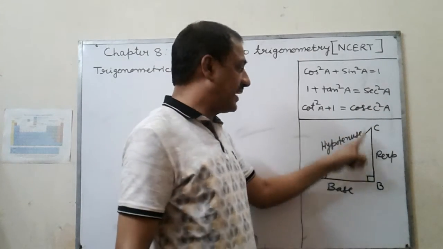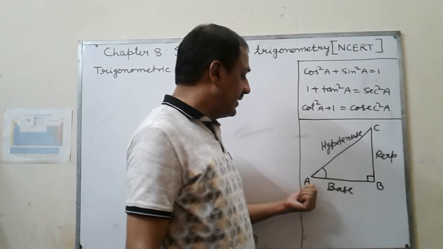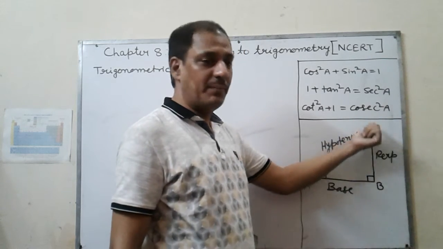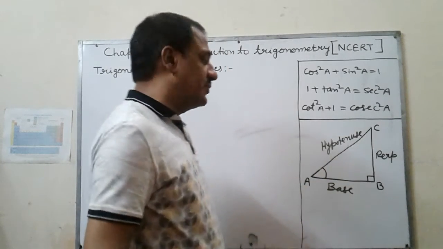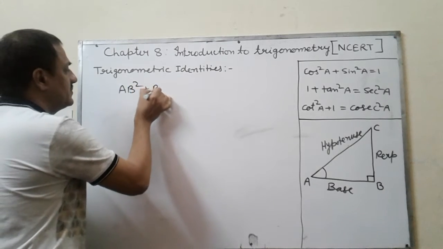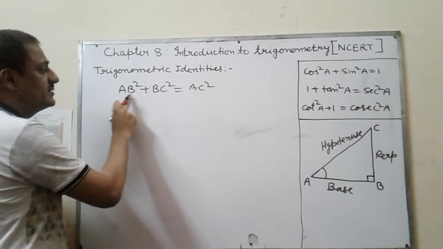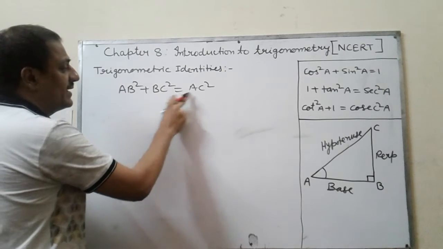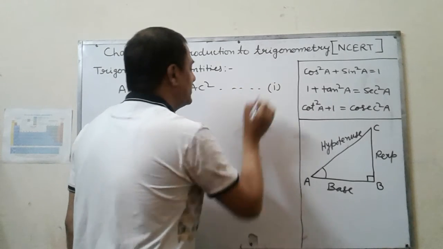Here ABC is a right angle triangle at point B. With respect to angle A, AB will be the base, BC will be the perpendicular, and AC is the hypotenuse. By using the Pythagoras theorem, we can write AB square plus BC square is equal to AC square. Here AB is the base, BC is the perpendicular and AC is the hypotenuse. Let the name of this equation be the first equation.